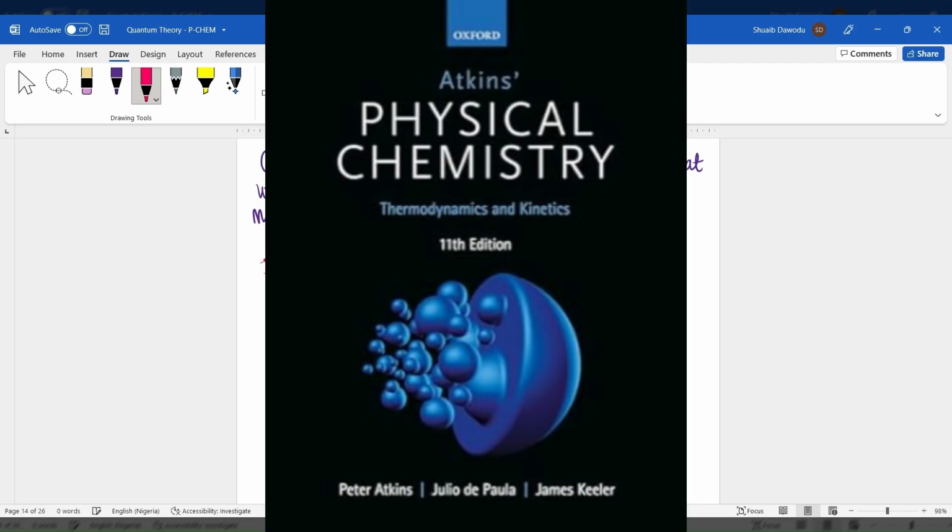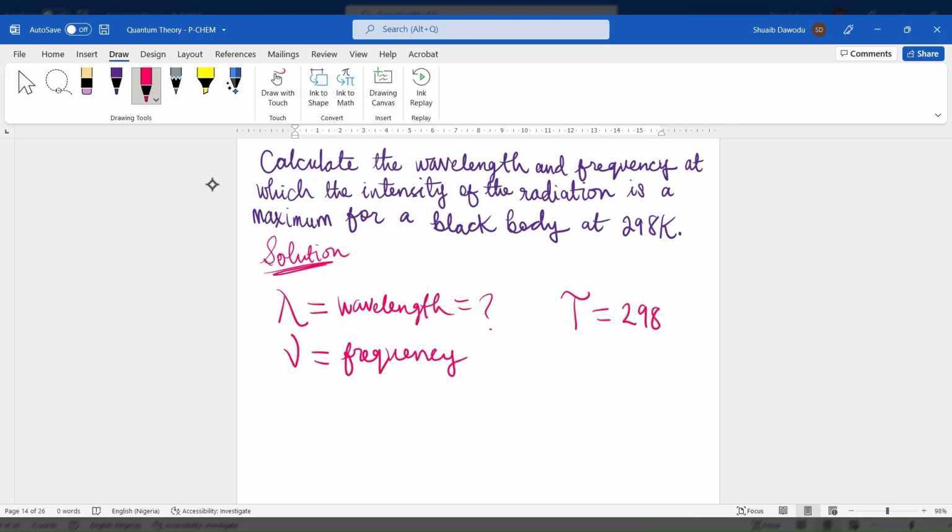Now, one thing I want to mention is that this is a question from the Atkins Physical Chemistry 11th edition textbook, and this part of the textbook deals with quantum mechanics. So this is a quantum chemistry slash quantum mechanics question. The first thing you have to note is that you have to look at the keywords. We're told to calculate the wavelength and frequency at which the intensity of radiation is at a maximum.